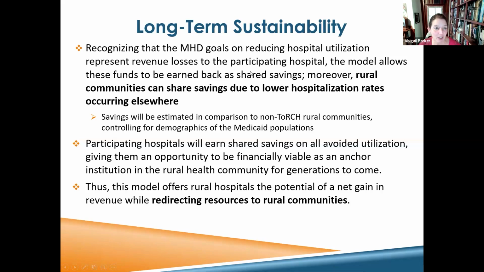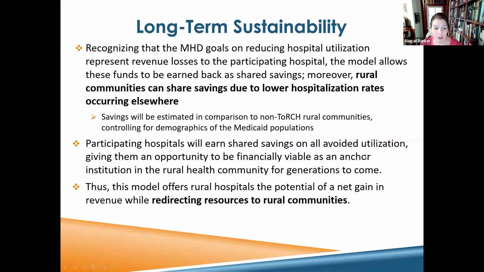Recognizing that MHD goals on reducing hospital utilization represent revenue losses to the participating hospital, this model allows the funds to be earned back as shared savings, and rural communities can share savings due to lower hospitalization rates that are occurring elsewhere. Again, the savings will be estimated in comparison to non-ToRCH rural communities, and the estimation process will control for demographics so that we're making sure we're doing a fair comparison.